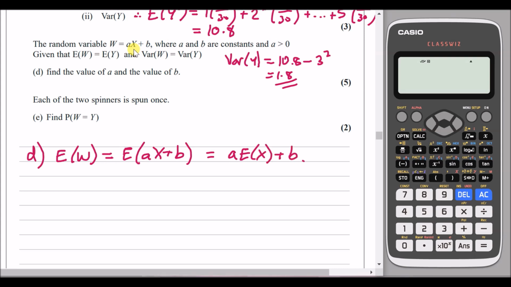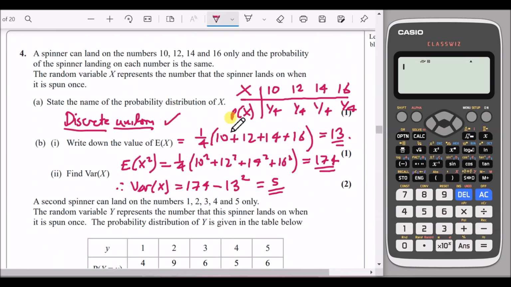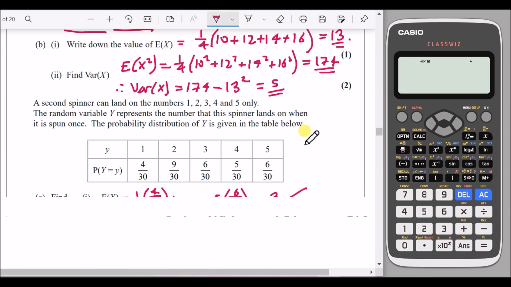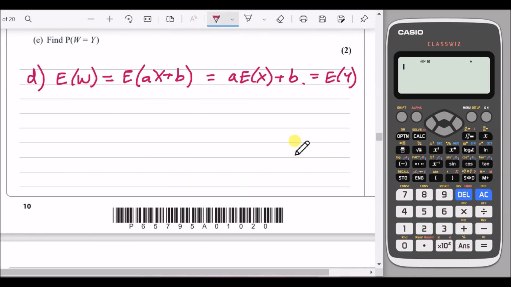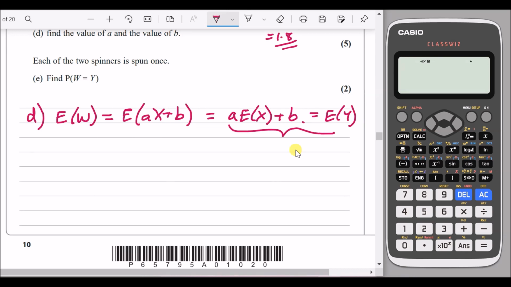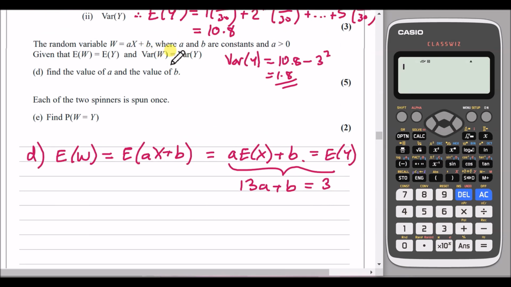Okay, and that's supposed to equal the expected value of Y according to the question. Well, we know what the expected value of X is and the expected value of Y is because we actually just solved it. Expected value of X is 13 and E of Y is 3, so it'd be 13 and 3. So updating this equation here, we now have 13a plus b equals 3. So it looks to me that we're doing this simultaneously. Now for the second part, variance of W, yeah? So we can say that the variance of W equals, now the variance is kind of different.